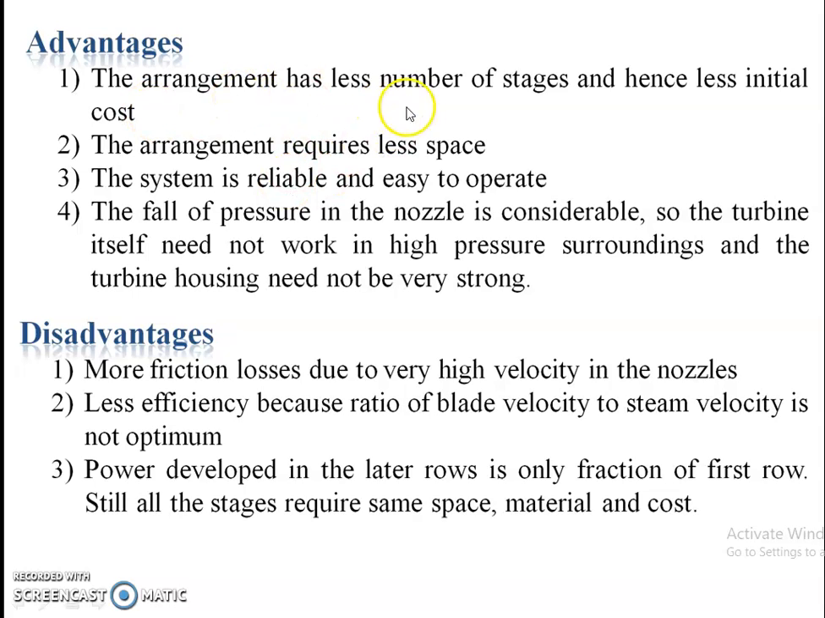The arrangement has fewer stages and hence less initial cost. The arrangement requires less space. The system is reliable and easy to operate. The fall of pressure in the nozzle is considerable, so the turbine itself needs to work in a high pressure environment and the turbine housing needs to be very strong.